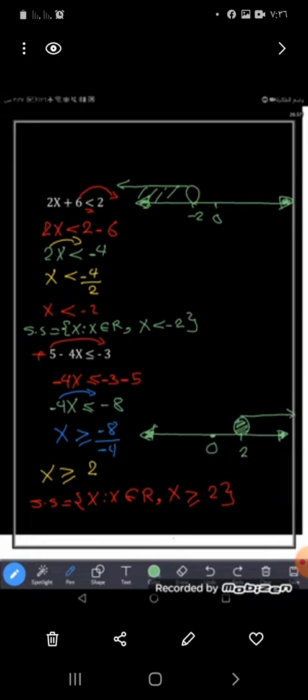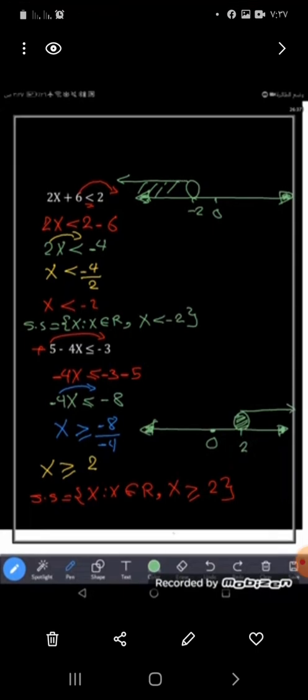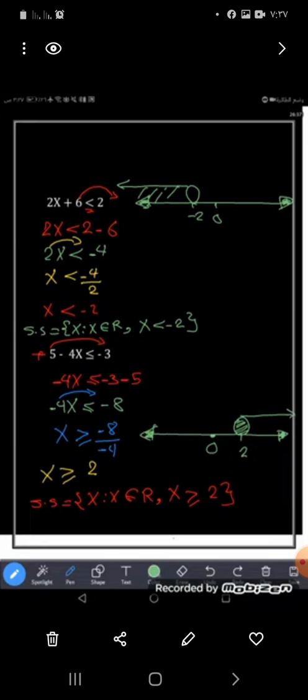Then we can draw the number line. 2 closed because we have here equal, more than or equal. Shaded part, we can make the circle closed, shaded circle. Then x more than, it means positive infinite. Then we can make the line towards the positive infinite.